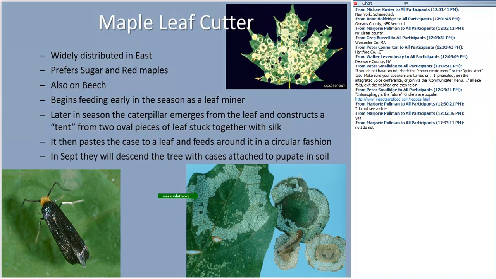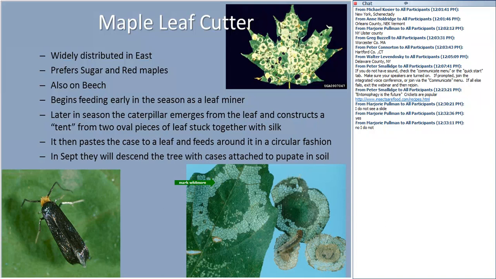In September, they descend the tree with the cases attached, and they pupate in the soil. So this is an insect that's not really as dependent on the phenology of bud break. But it's also important because, once again, it is a defoliator, and maple growers have mentioned that they feel the quality of their sap is degraded by the defoliation surrounding this.